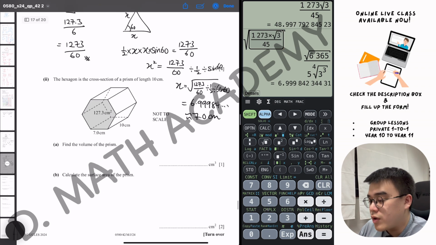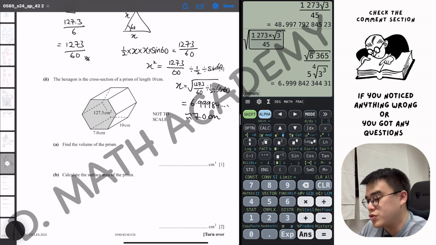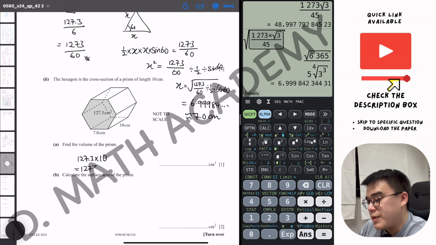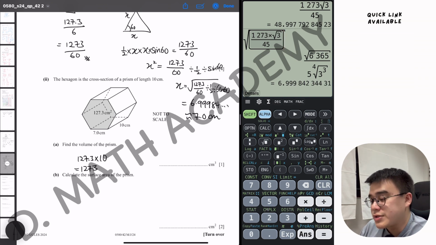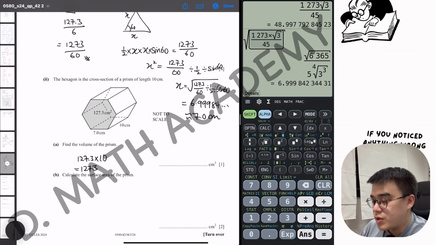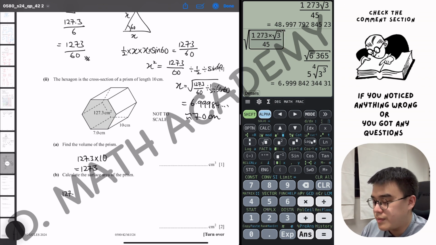And when they ask you for the volume of the prism, oh, they're being super nice here. So just multiply it by 10, it should be 1273. But for surface area, you must now take note that if you open it up, there will be top and bottom. So 127.3, there are two of them.